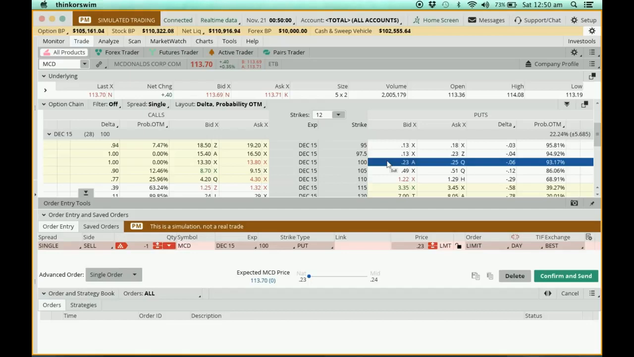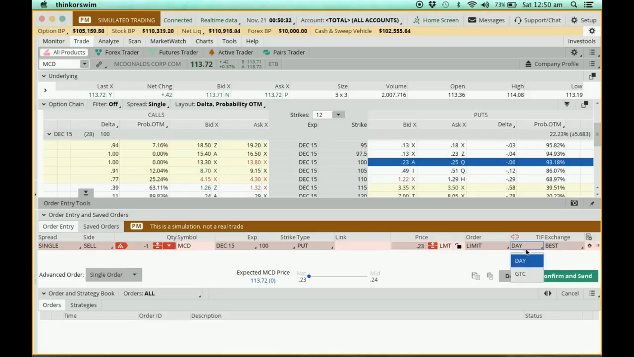Can you see the moment I click on it, I will have this pop up. It says single, which simply means that I'm just going to sell one, it's not a combination of options. So I'm going to sell one contract of McDonald's, December, strike price is 100, and this is a put, at the limit price of 23 cents. This one is the day order, so I'm going to send it today. If I don't get it, I'm going to try it tomorrow.